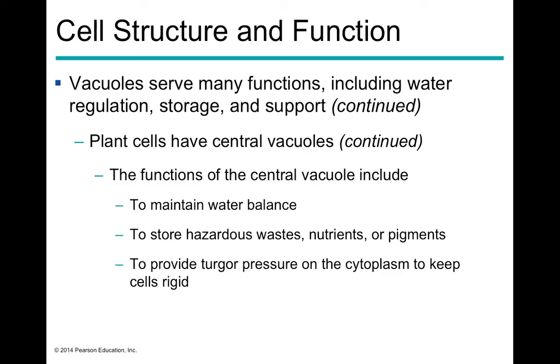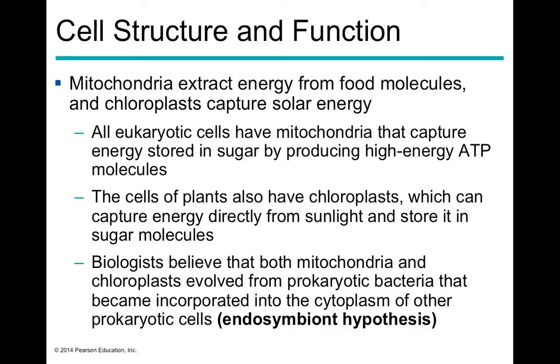It's a water storage area, and it's going to be able to use that water to provide cellular resource for when the cell needs it in metabolism. But it also is going to be an area where the plant can store nutrients or pigments or hazardous waste that it might want to keep separate from the rest of the cell. And last but not least, to be able to provide turgor pressure or water pressure to keep the cells rigid.